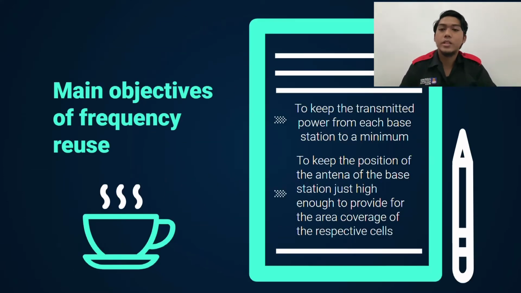Next, the main objectives of frequency reuse. First, to keep the transmitted power from each base station to a minimum. Second, to keep the antenna of the base station just high enough to provide area coverage of the respective cells.